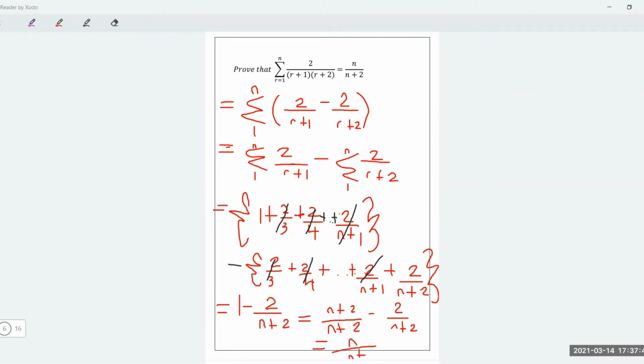There we have it. It's proven. Soft with a capital T. That's how we do method of differences.